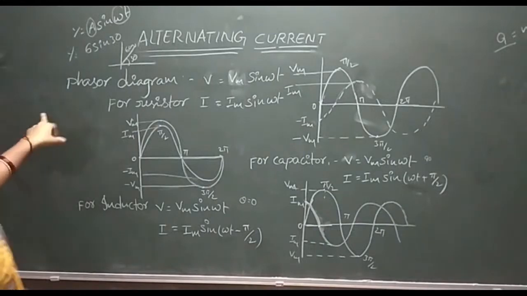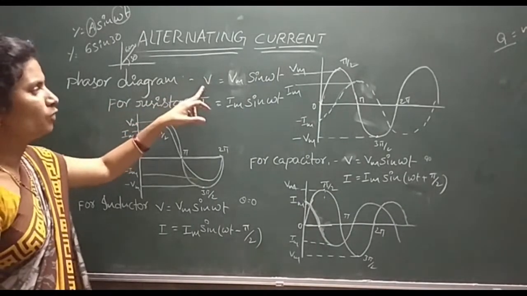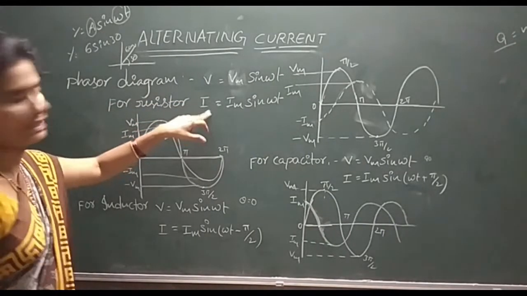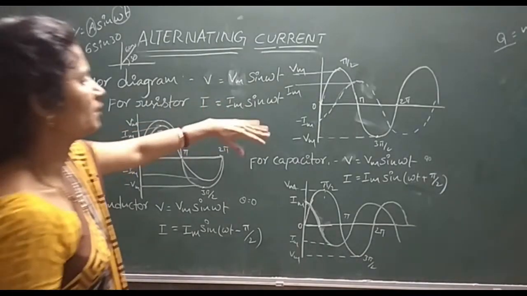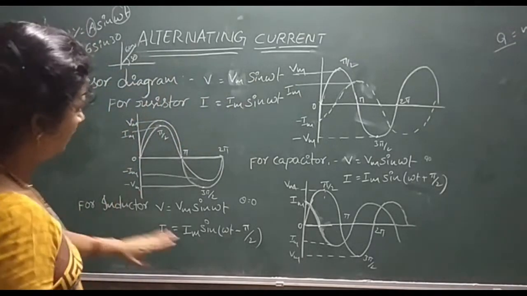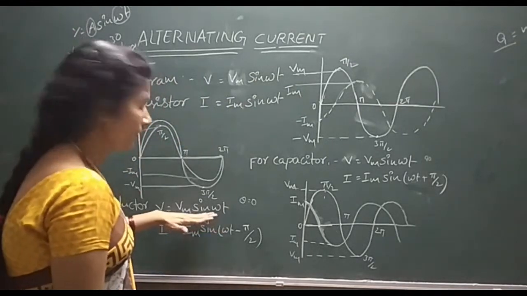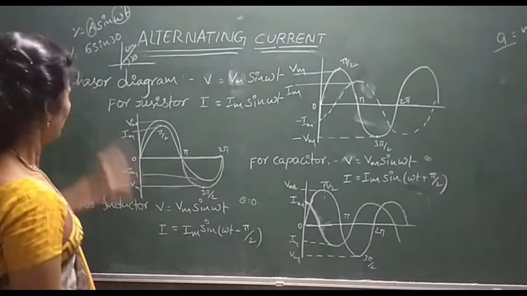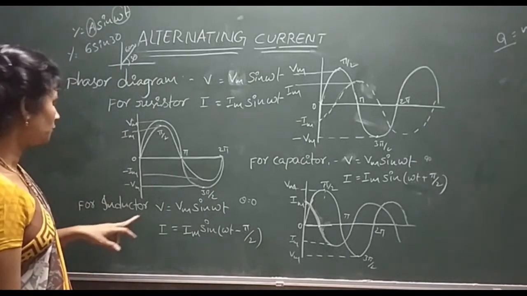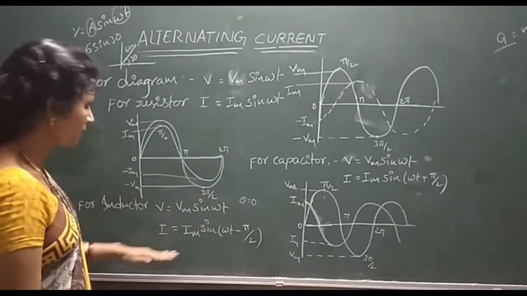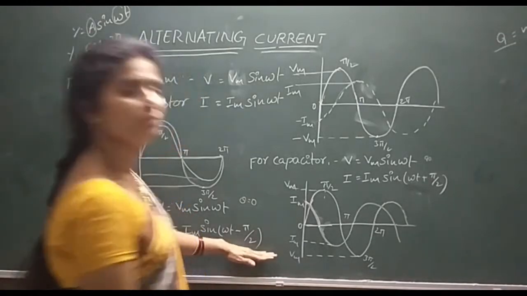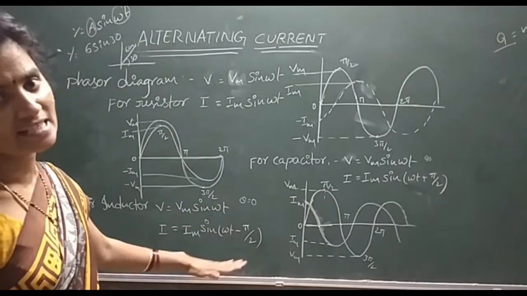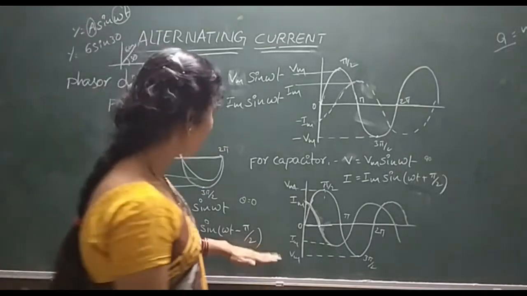This shows how the voltage varies with current. For a resistor, the voltage is Vm sin omega t and the current is Im sin omega t, with no phase change. When an AC voltage is applied to an inductor, V is equal to Vm sin omega t and I is equal to Im sin(omega t minus pi by 2). Here the current lags the voltage by pi by 2 radians.